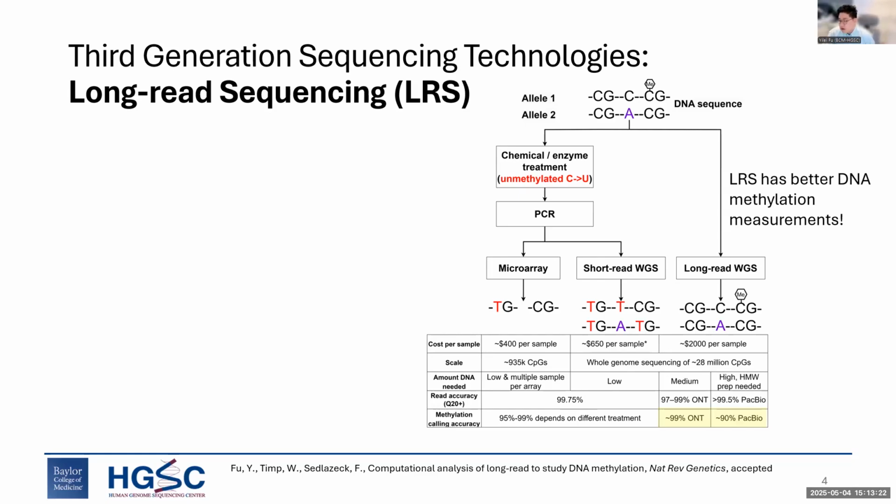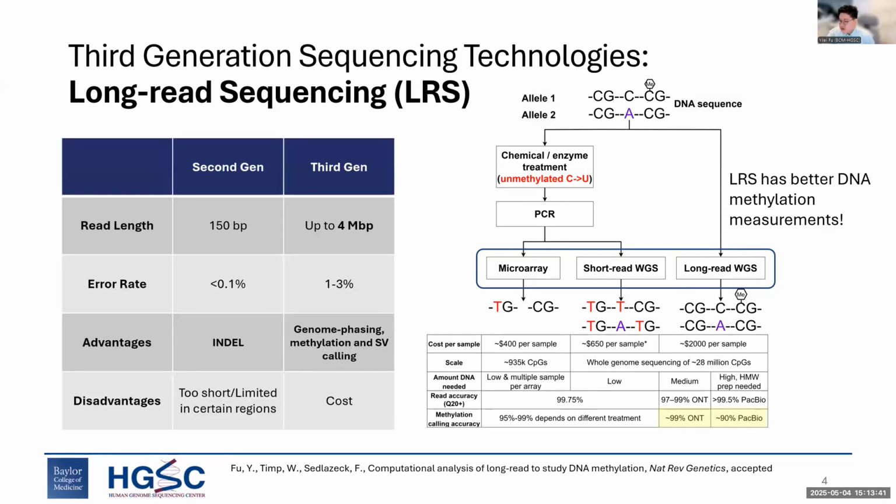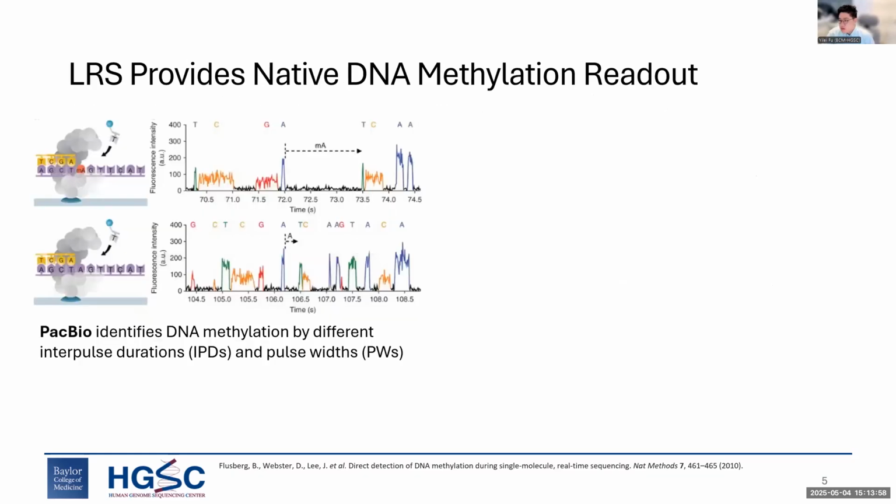On the other hand, long-read sequencing could directly call the DNA methylation during the base calling process, which means it provides the simultaneous readout of both nucleotide bases and methylation. In the meantime, long-read sequencing technology offers other benefits, such as genome phasing and structural variation calling. On the table, we can see the length improvements and other advantages from third generation sequencing, which is long-read sequencing.